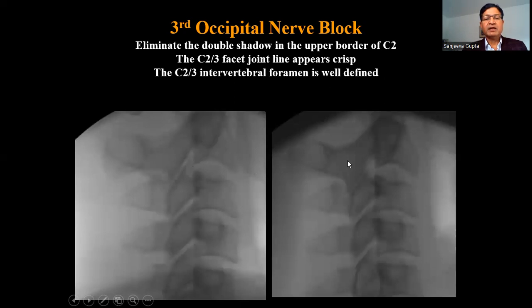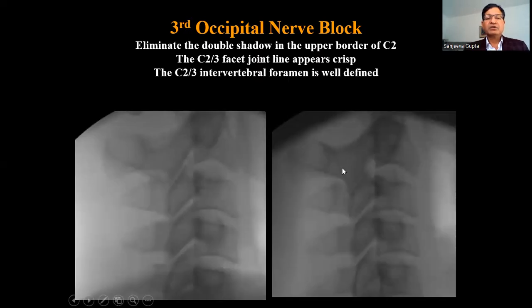To correct the double shadow at the top end of the C2, you'll have to use tilt, either cephalic or caudal tilt. I would say that is a horizontal or oblique double shadow. So any horizontal oblique double shadow, you have to eliminate that by cephalic or caudal tilt. So that has been eliminated now. Cephalic or caudal tilt has been applied, and you can see the difference here and here. It appears like a single line.